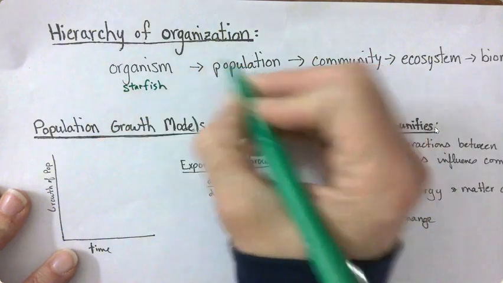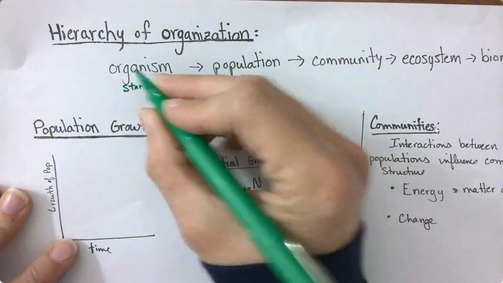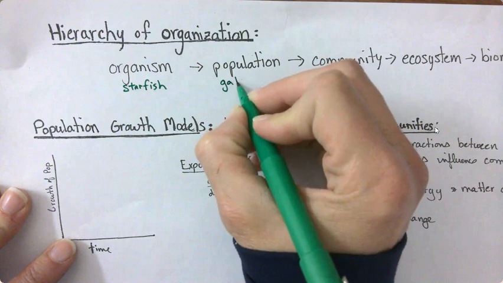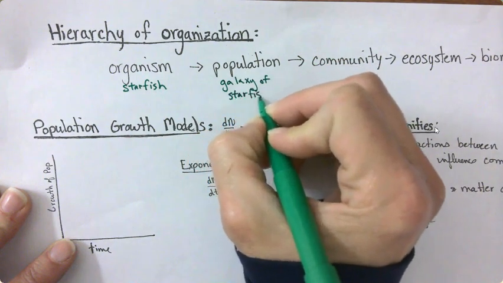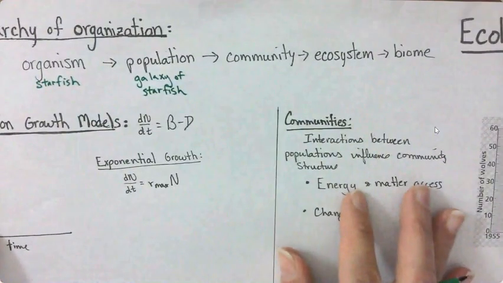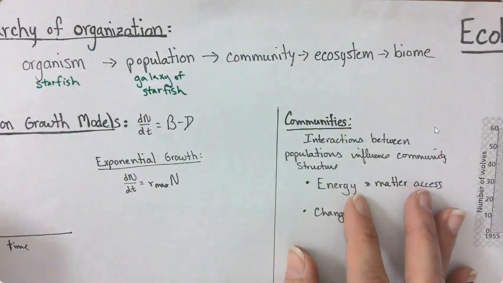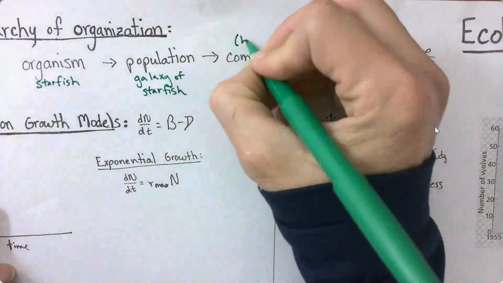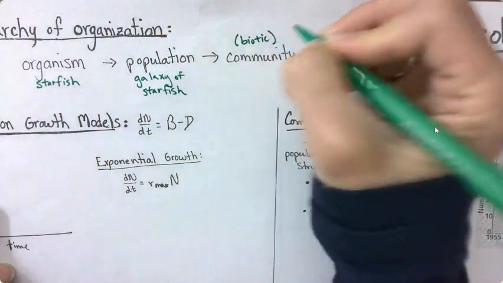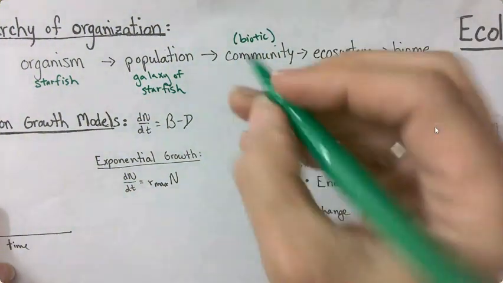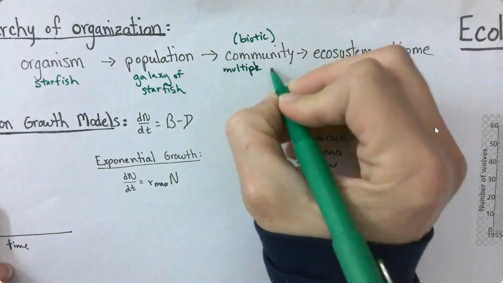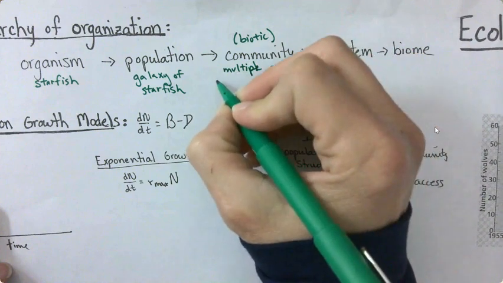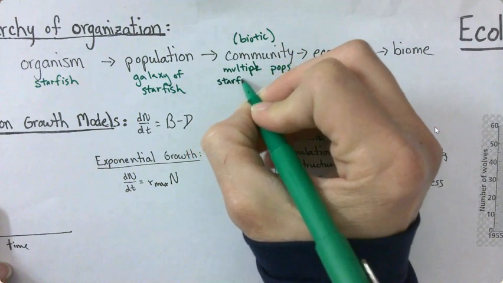And then a population is a group of the same organisms. So we can have a galaxy of starfish. And then a community is a bunch of groups of populations. So these are all the biotic or living things in your environment, okay? So this includes multiple populations. For example, you could have your starfish.